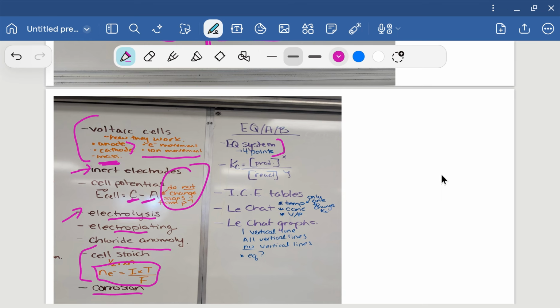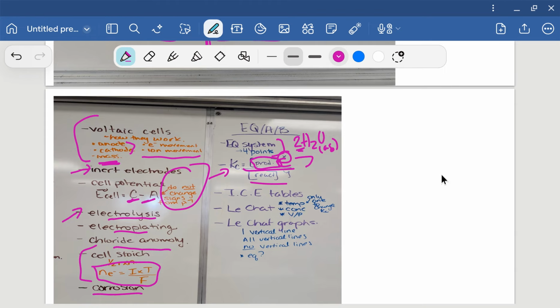Then you moved on to the Kc expression. This is my very short way of writing it. You take the concentration of your products, and if there's more than one, you multiply your products together, and then you raise it to the exponent of the coefficient. So for instance, if you had 2H2O aqueous as a product, you put the concentration in that square box, and then you put 2 as the exponent. Then you divide by the same thing, but with your reactants.